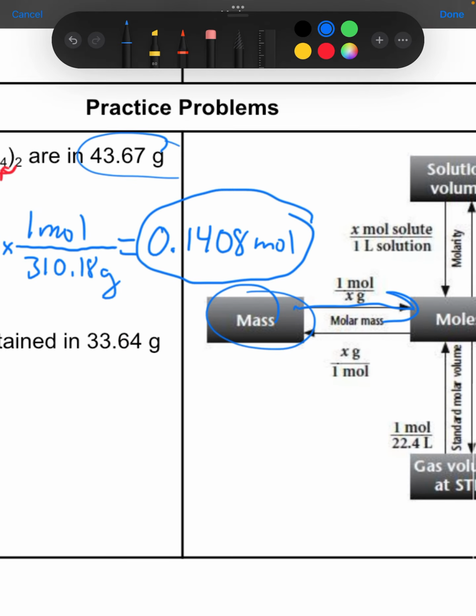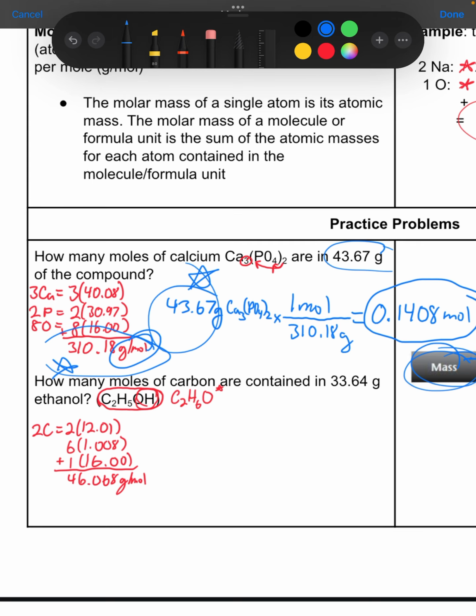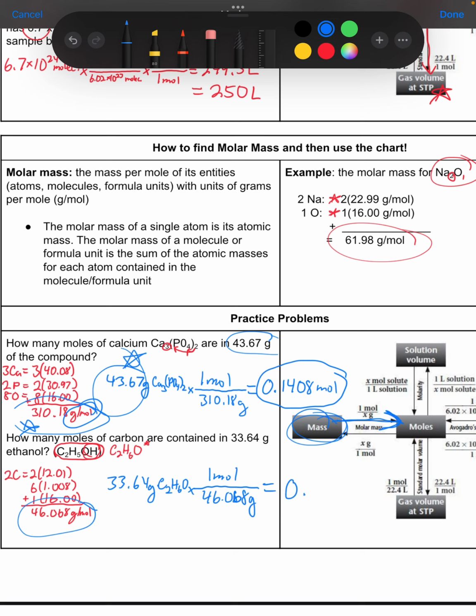Just to consult our conversion chart real quick, once again, we're starting with a gram amount, and once again, we are going to the right towards moles because that's what the problem asked us to do. I'm going to put my given number, 33.64 grams over here, and I'm going to put my formula as well, C2H6O. I know that 1 mole of that thing is that number, 46.068 grams, and I can plug that into my calculator to get 0.7302 moles.